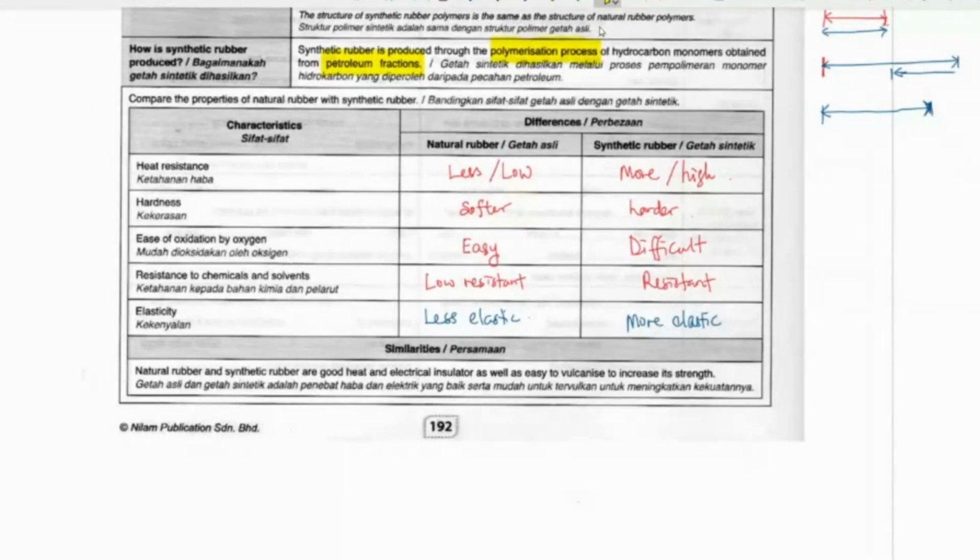So, similarities. Natural rubber and synthetic rubber are good heat and electrical insulators. They cannot conduct heat and cannot conduct electricity. As well as being easy to vulcanize to increase their strength.